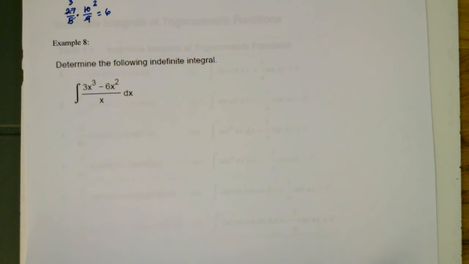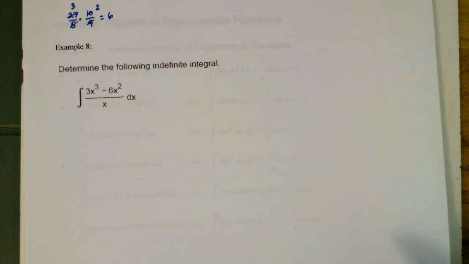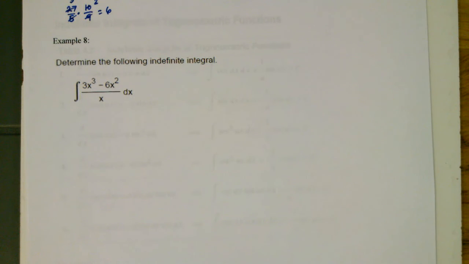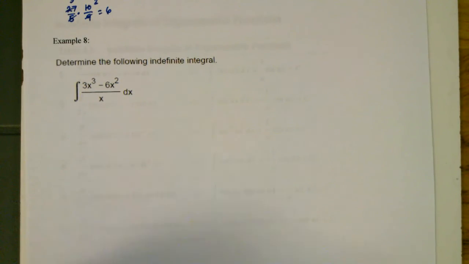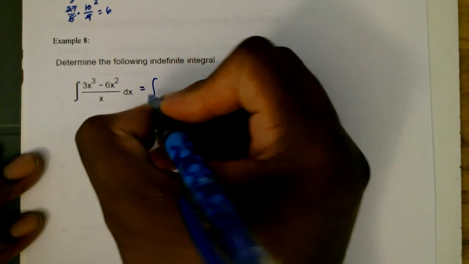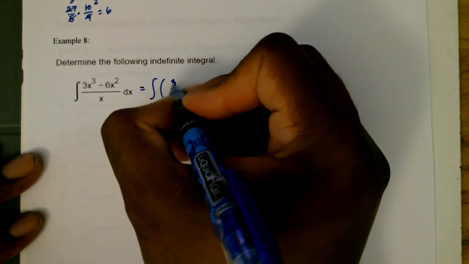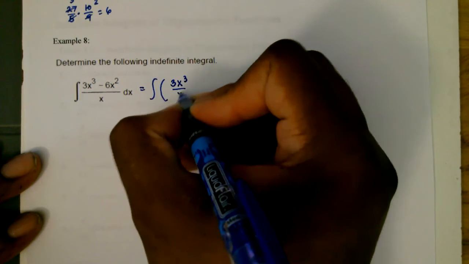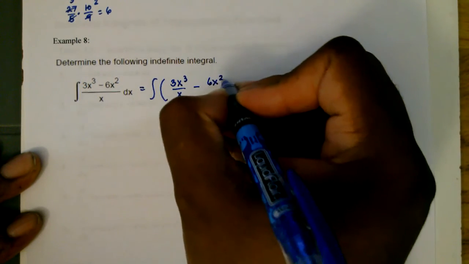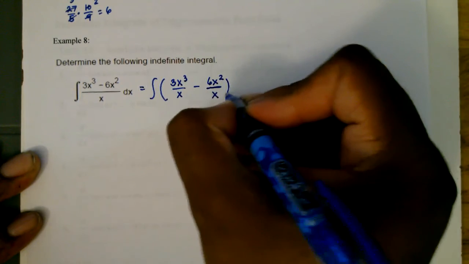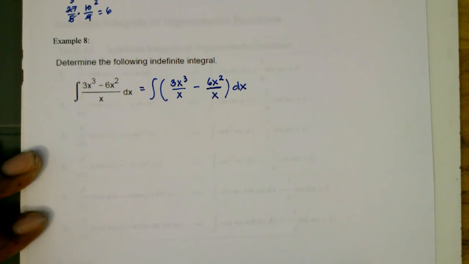Okay, next is example 8. Let's say I want to determine the following indefinite integral. Let's say I have 3x cubed minus 6x squared divided by x dx. Well, in this case, I'm going to divide each term in the numerator by the denominator of x. So I'm going to break this up as the integral of 3x cubed divided by x minus 6x squared divided by x, and then dx.